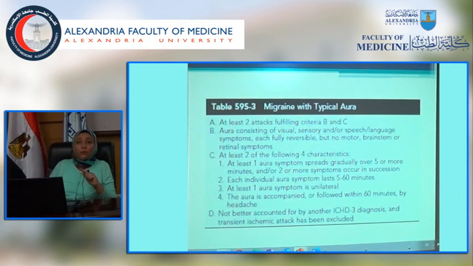Number 2, the aura is fully reversible. So I can't have an aura of, for example, dysarthria, and then I have the attack of headache, and then the dysarthria persists for a few hours or few days. No, the aura is fully reversible. This is considered as migraine with typical aura. Otherwise, I should think about the uncommon forms of migraine.